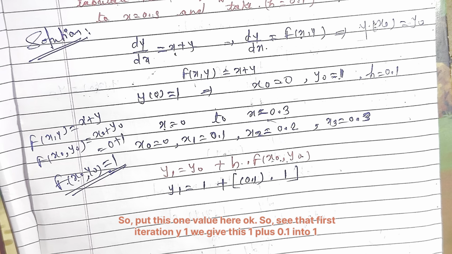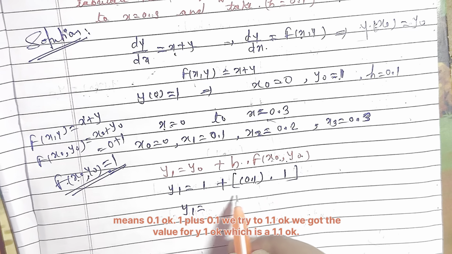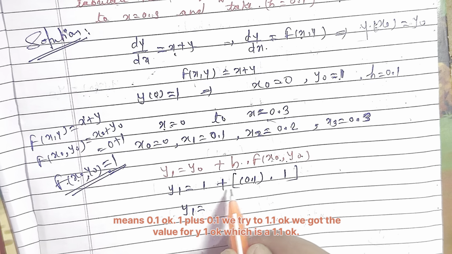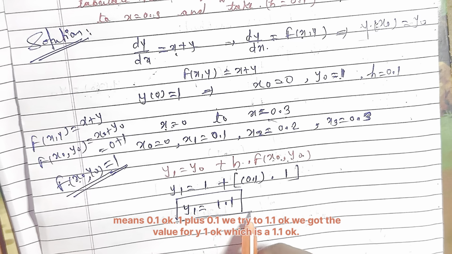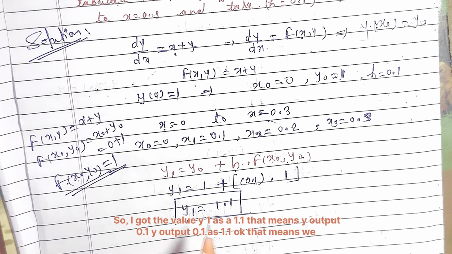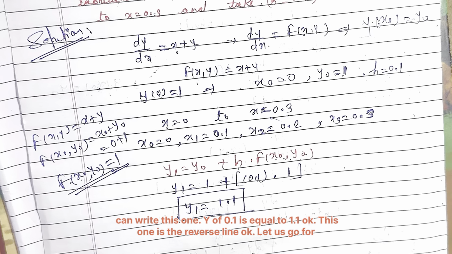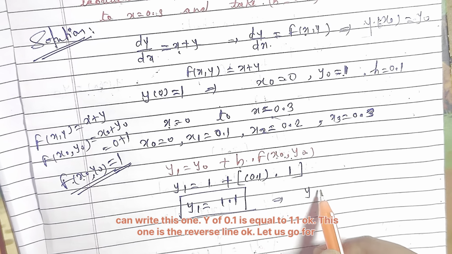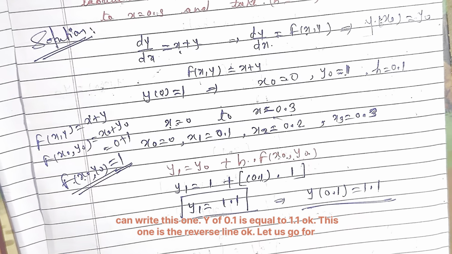See that in the first iteration, y1 is 1 plus 0.1 into 1, which means 0.1. 1 plus 0.1 we write 1.1. We got the value for y1, which is 1.1. That means y of 0.1 is equal to 1.1. This one is our first value.